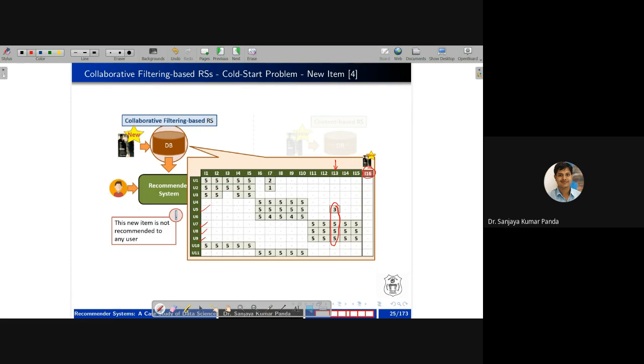Now you may have something in your mind: if you go for a content-based system in place of the collaborative filtering system, does this cold start problem, with respect to the user and with respect to the item, persist or not?